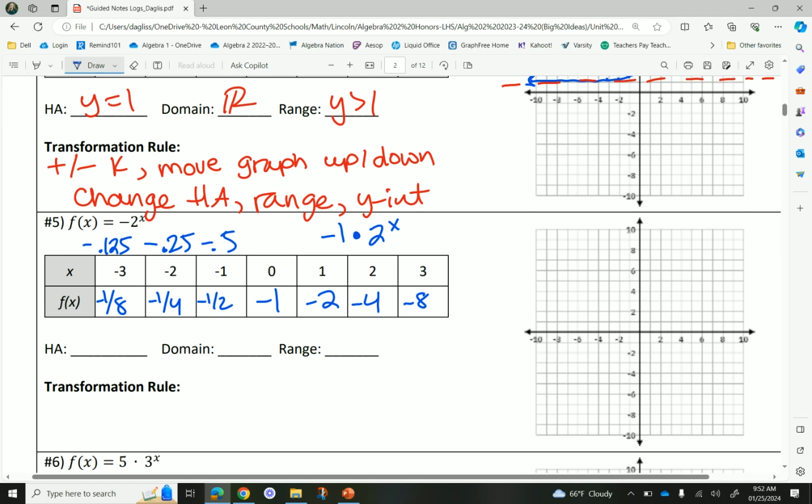Okay, let's see what's happening this time. Now we're going negatives. Does that make sense? Well, we had a negative, right? So we expected some kind of a reflection this time. Okay, a reflection did happen. It got reflected over the x-axis. Did that affect our horizontal asymptote? No, it's still at y equals 0. Did it change my domain? Nope, never will. Did it change your range? Yes, because now they're under.